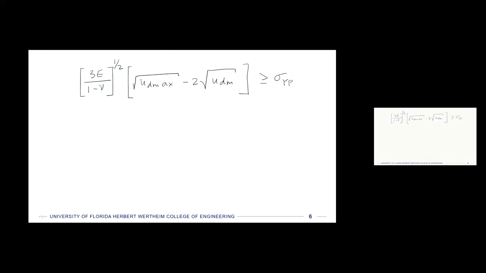Good question. Ryan asked, where did the 1 minus v come from? It's not, it should be 1 plus v. It didn't come from anywhere. Okay, so this is our combined failure equation for region A.